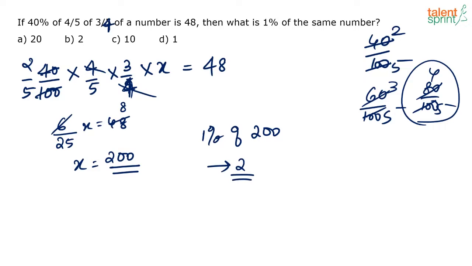See, 10% of 200 is 20. So 1% is 2. So the correct answer is option B, 2.